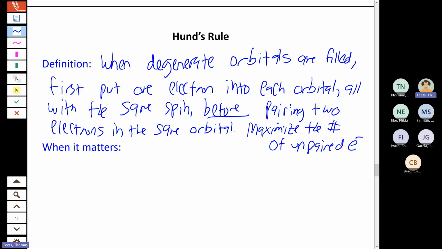Why this happens is not so important for us, but in case you're curious, the idea of putting 1 electron into each orbital first is to minimize electron-electron repulsion. As we said earlier, electron-electron repulsions are bad. 2 electrons in the same orbital are going to repel each other more strongly than 2 electrons in 2 different orbitals, because electrons in different orbitals occupy different regions of space on average, not as close together. So that minimizes the number of electron-electron repulsions.